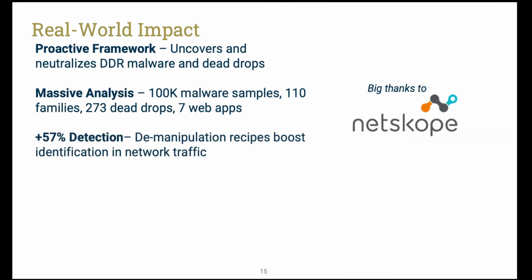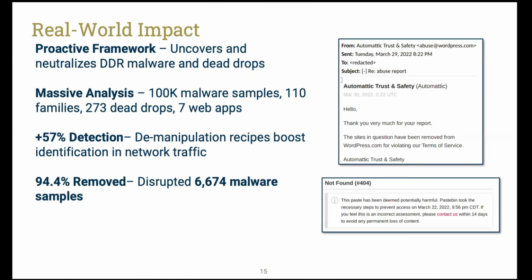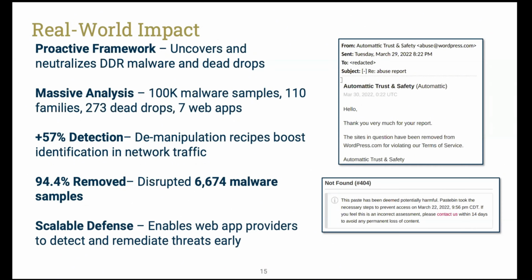By learning the malware's own decoding logic, its recipes, we improved discovery in network traffic by 57%, which is a major jump in visibility. Working with web app providers, we removed 94.4% of identified dead drops, cutting off control for over 6,600 active malware instances. And the best part, this isn't a one-off instance. The same approach can scale to any platform. It gives web app providers a reusable blueprint for proactive CNC defenses.